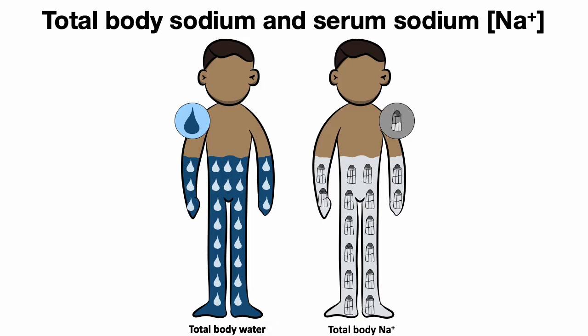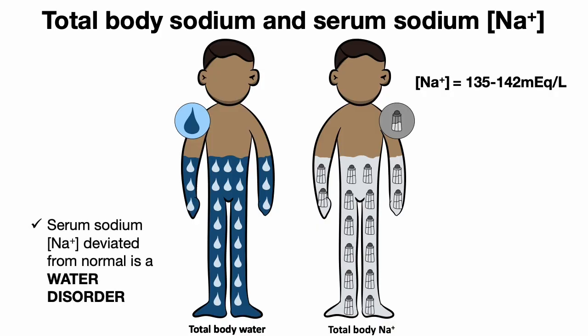Normal values for serum sodium range between 135 and 142 milliequivalents per liter. Because serum sodium is a concentration representing a ratio of total body sodium to free water, a serum sodium measurement exceeding or deviating from the normal range represents a water disorder, not a salt disorder. Meaning, either there is too much or too little water, which will change the ratio of water to total body sodium.